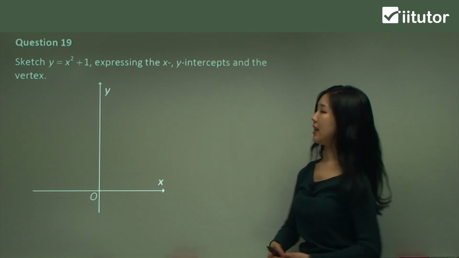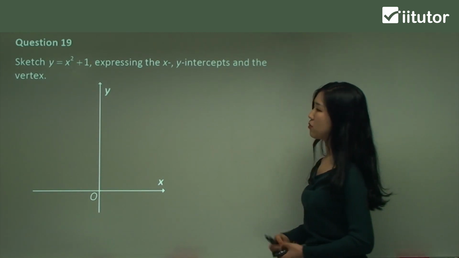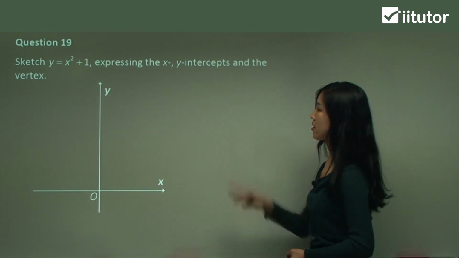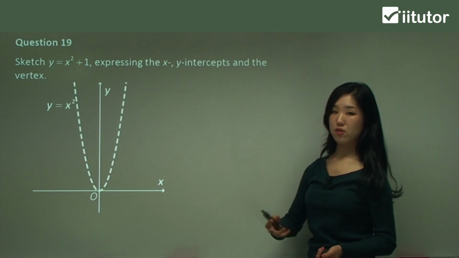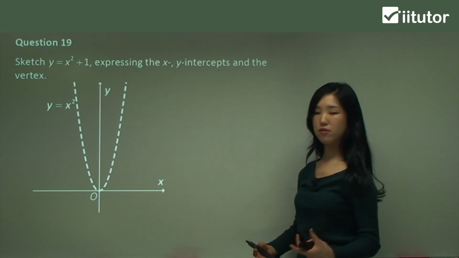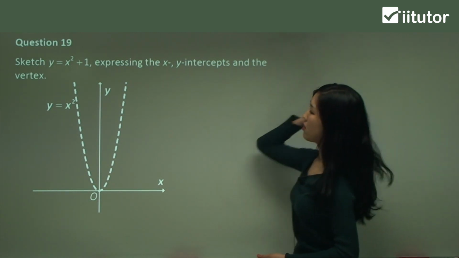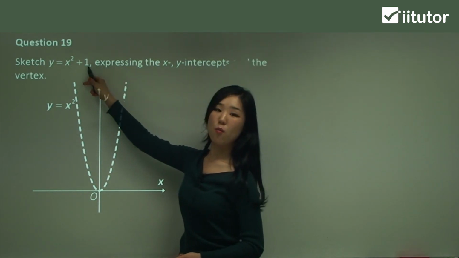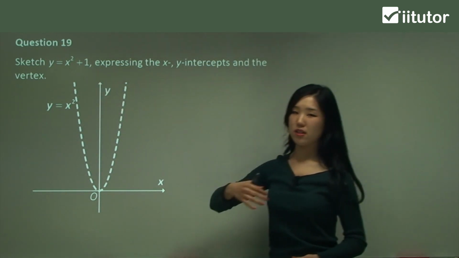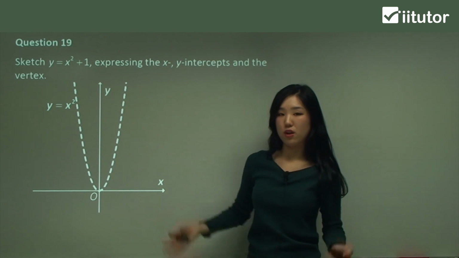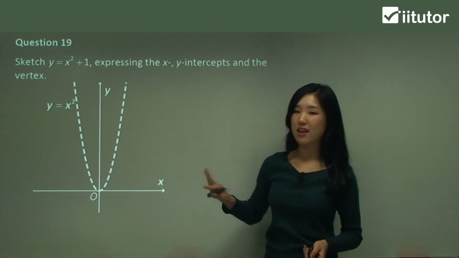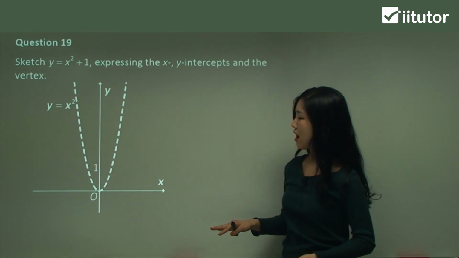Okay, question 19. Sketch y equals x squared plus 1. Okay, and we're going to express all these. Well, I'm going to start off by showing you the y equals x squared graph. I always like to compare it so you can see the difference. Now, all the difference is that we're adding 1. And remember with the straight line graph, if we're adding 1, we simply lift it up by 1, wasn't it? We shift it up. Same with the parabola and any type of graph. I'm just going to shift it up.